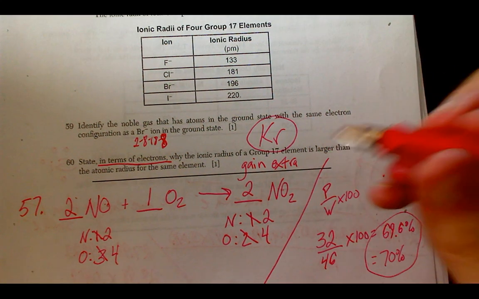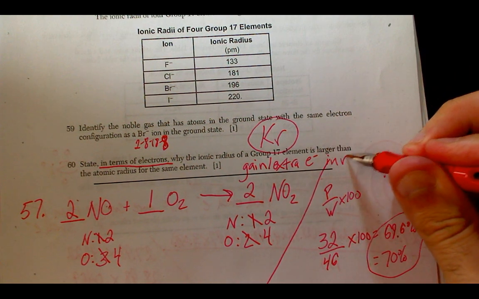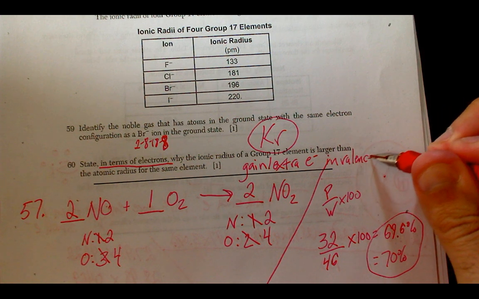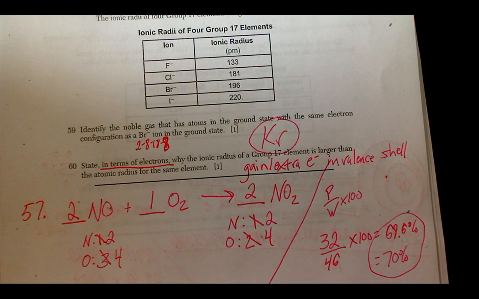Or it should be 1 extra. I'm going to write 1. Gain 1 extra electron in the valence shell. That's it. In terms of electrons, the only difference is they gain an extra electron. So just write they gain an extra electron.